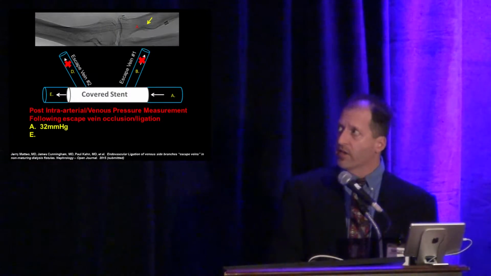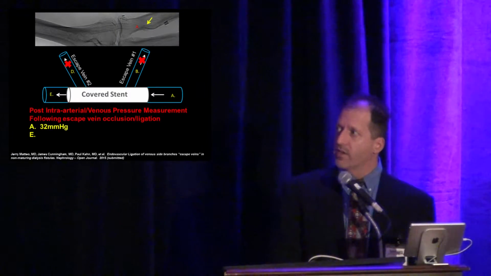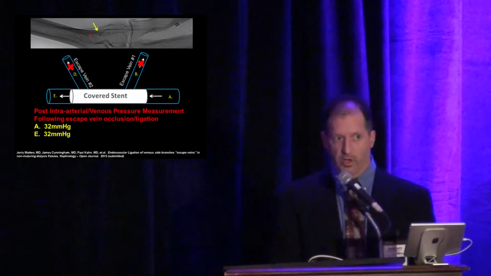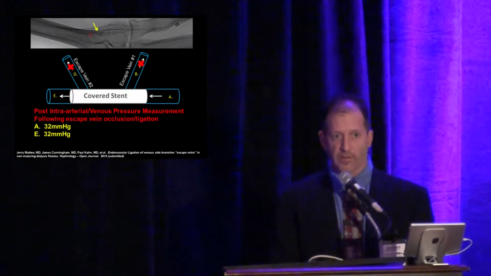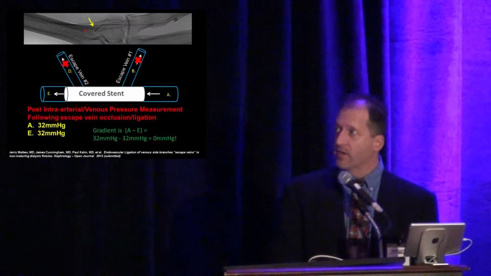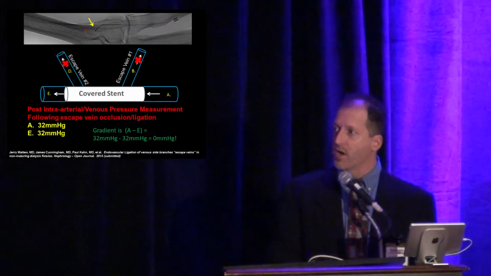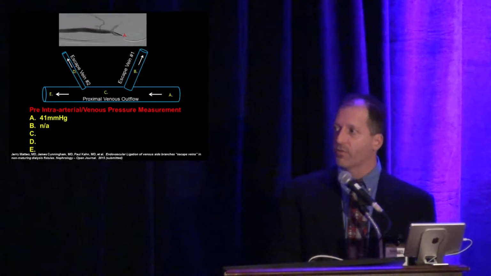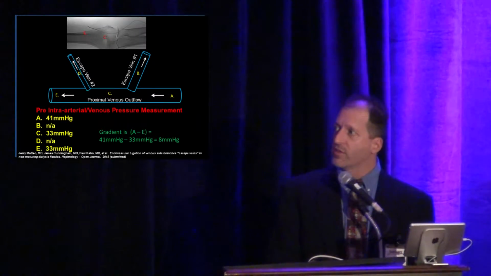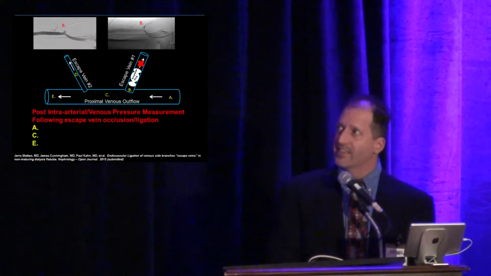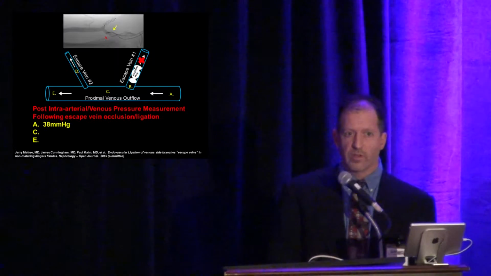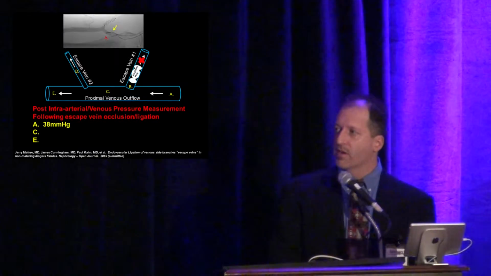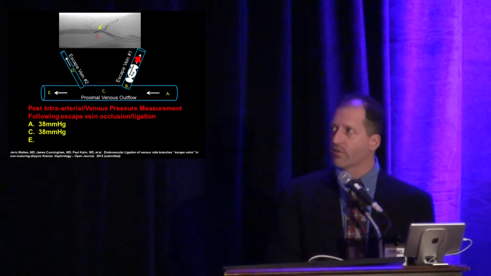So another case, exclusion with plugs, same idea. This happened to have, all Jacksonville patients have 2 escape veins close to each other. And here, B and D, 41 proximal, 33 and 33. There's your gradient, A minus E is 41 minus 33, gives you an 8. So we plug this one, and as you can see, we took pressures all the way across, and then in this particular case, that little escape vein wasn't important. There was no gradient, so we didn't do anything to it. So A minus E, once again, we brought our gradient down to 0.